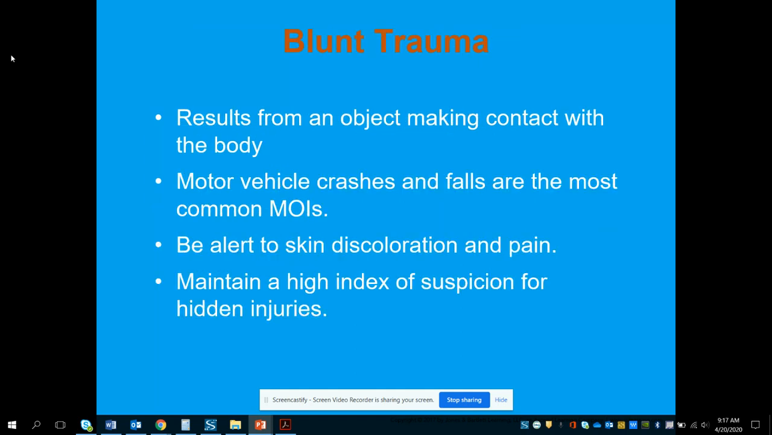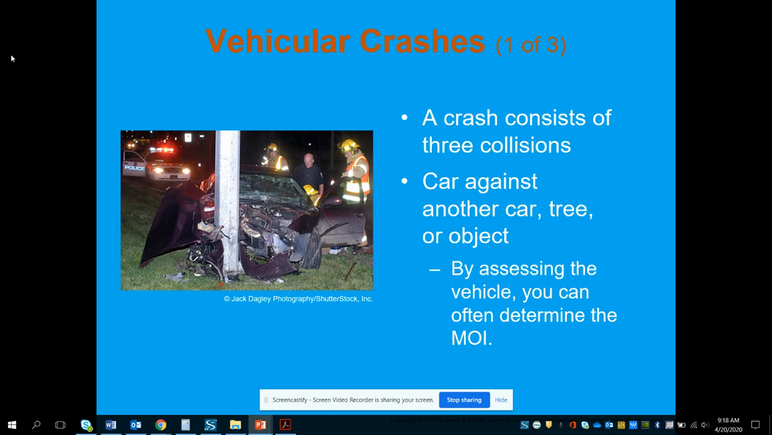So blunt trauma results from objects making contact with the body, like we said, and motor vehicle accidents and falls are some of the most common types here. You want to be alert for skin discoloration or bruising, swelling, and pain. And we should maintain a high index of suspicion for hidden injuries, particularly if that blunt trauma happened to the head, to the chest, to the abdomen, areas where we know there could be a lot of potential serious damage.